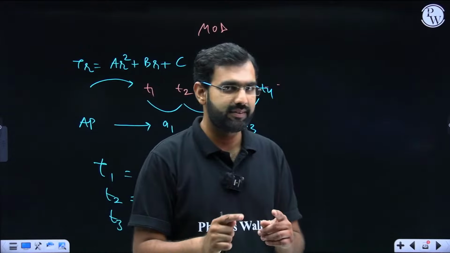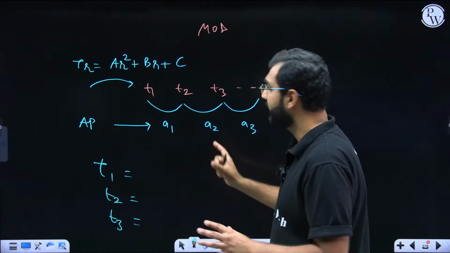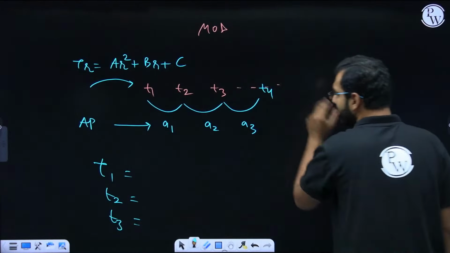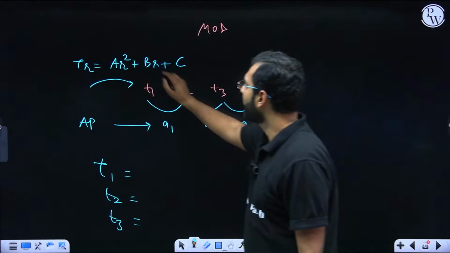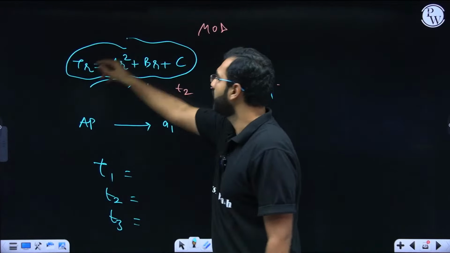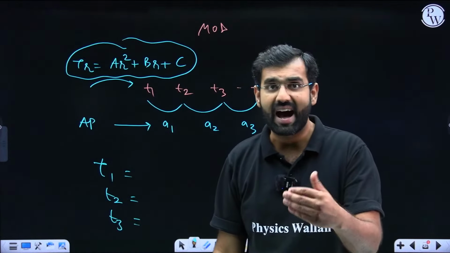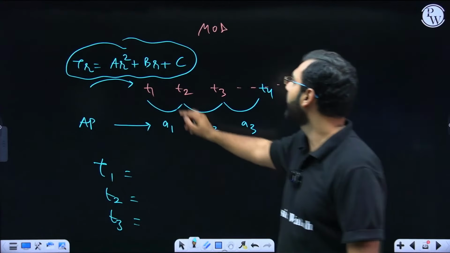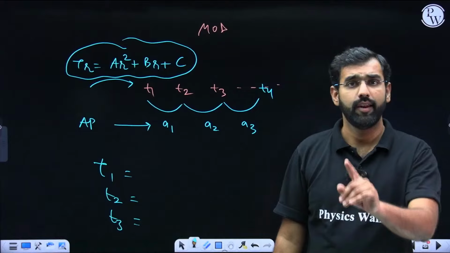So one of the methods is the method of differences. The other method is generalization. What does it mean? If the difference between the terms is in AP, you can write the general term as AR square plus BR plus C, and by putting R as 1, 2, 3, you will find three equations in three variables. You can solve them and find capital A, capital B, and capital C, and you can generalize the rth term.